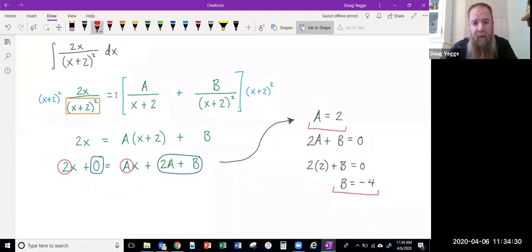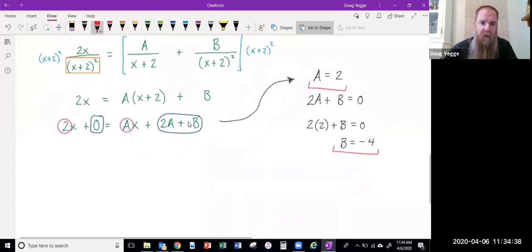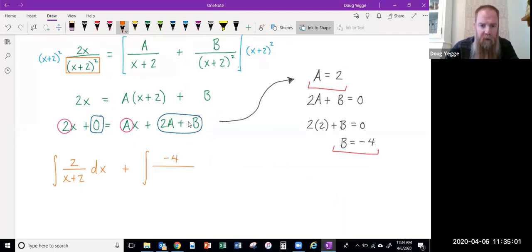So notice that this right up here is the decomposition of my original integral. So we're going to rewrite that as the integral of 2 over x plus 2. And I like to rewrite this as 2 separate integrals, okay, plus the integral of -4 over x plus 2 quantity squared. And by the time you decompose the fraction, you should be able to integrate each separate piece.